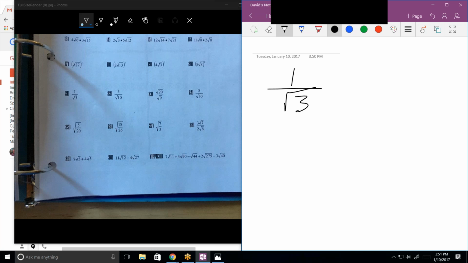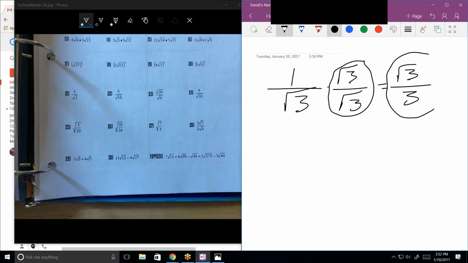So they rationalize it. How do I rationalize this? You times both the top and the bottom by square root of 3. Which gives you what? In other words, I'm allowed to do that because I can multiply any fraction by the number 1 without changing its value. It would equal square root of 3 over 3. That's the more proper answer.